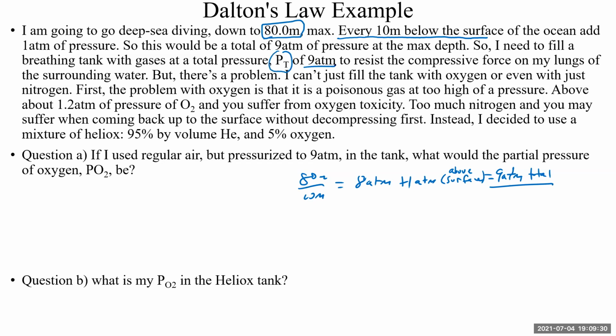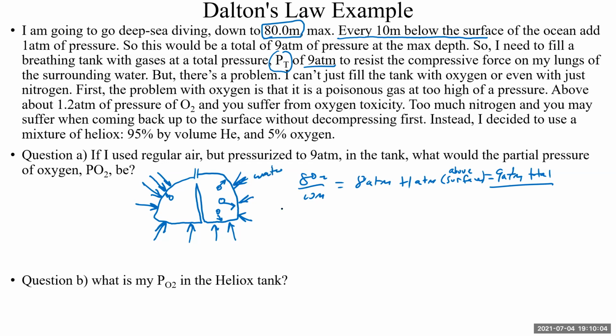Now here's the problem. I can't just shove 9 atmospheres of oxygen into a breathing tank. First of all, why do I need 9 atmospheres? Because if I don't have an equal amount of pressure on the inside of my lungs pushing outward, all that pressure from the outside is going to squeeze my lungs completely closed or nearly completely closed. The pressure from the water outside will squeeze my lungs down into this.